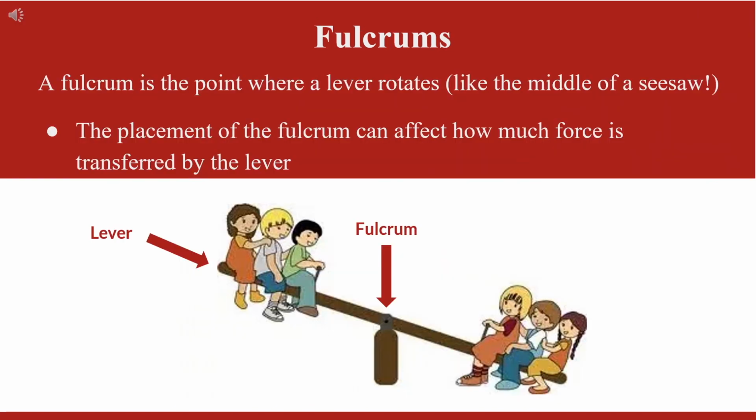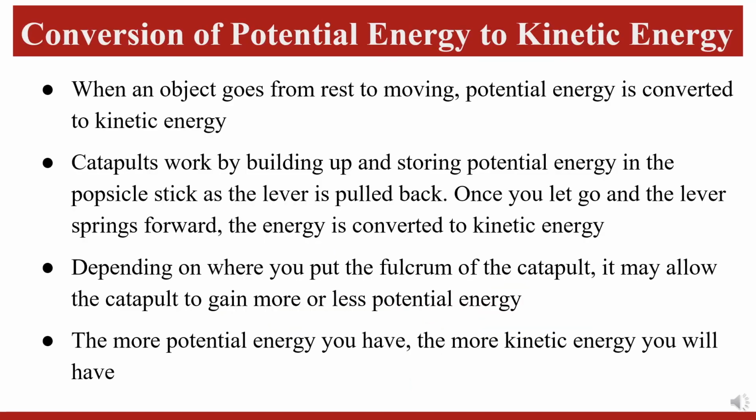A fulcrum is the point where a lever rotates, like the middle of a seesaw. The placement of the fulcrum can affect how much force is transferred by the lever. On a normal seesaw, the fulcrum is placed right in the middle of the lever. However, if the fulcrum was moved, you might find it harder or easier to lift the people on the other side of the seesaw.